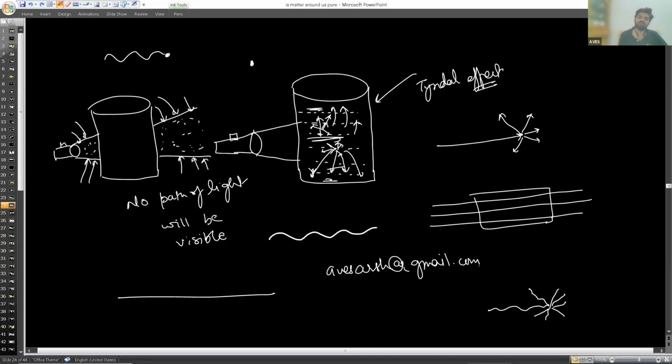Why is it not visible? Just because it is not scattering the beam of light. Why is it visible here? Because it is the outside area and in here there are dust particles. So the dust particles will make the path visible, and the path of light will be visible outside.